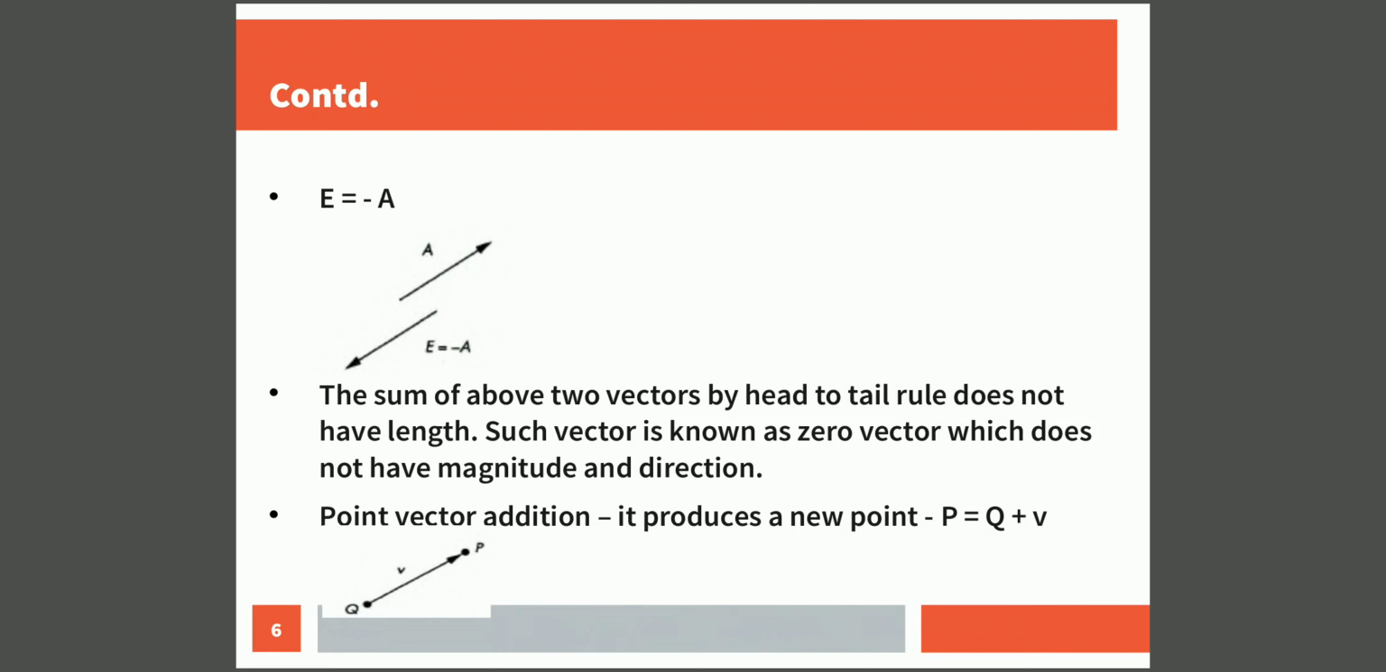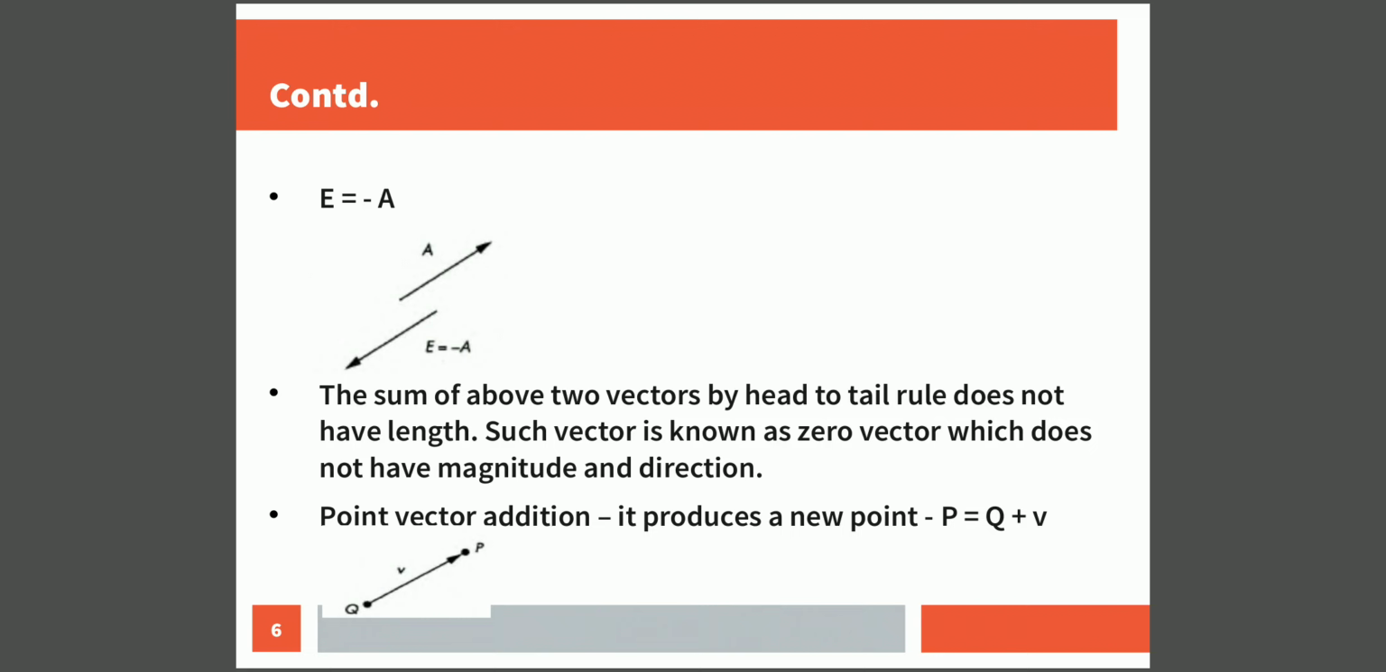That means when they cancel each other, that results in nothing. So we call that a zero vector, which doesn't have even a direction and doesn't have even a magnitude. Such a vector is known as a zero vector. This can be represented as E equal to minus A. Why are we writing it as minus A? Because the direction of E is exactly opposite to the direction of A. When we add vectors of this kind, we get the result as a zero vector, which doesn't have a magnitude and a direction.